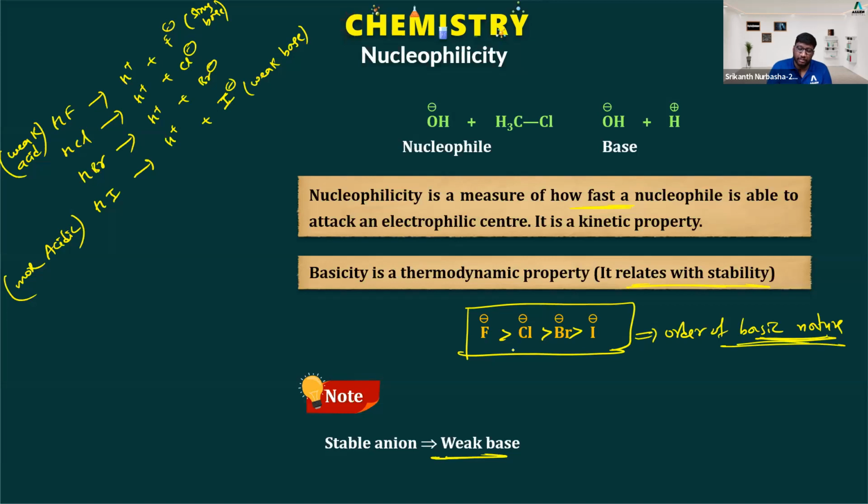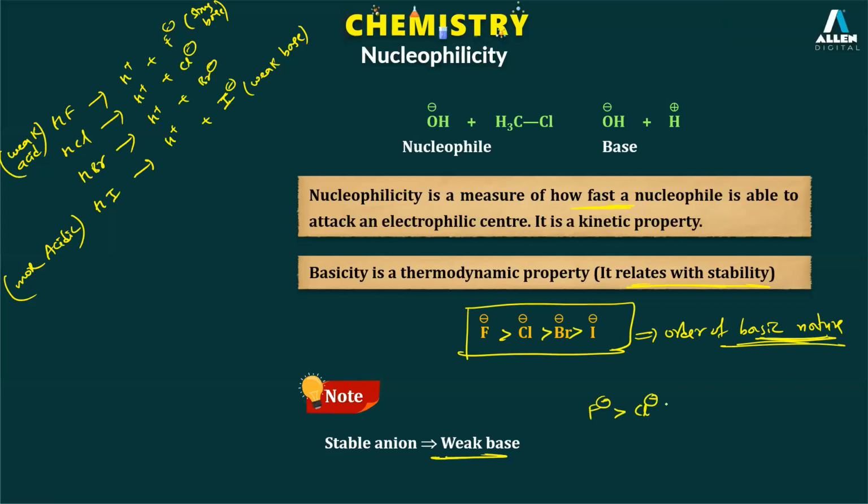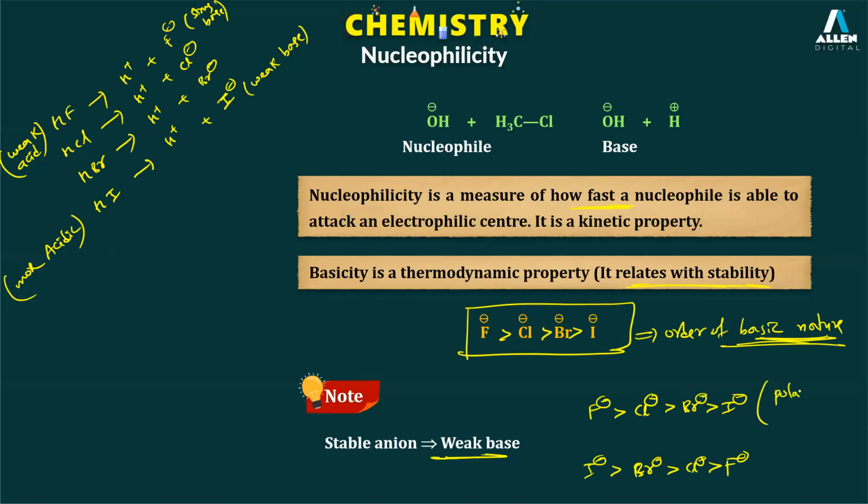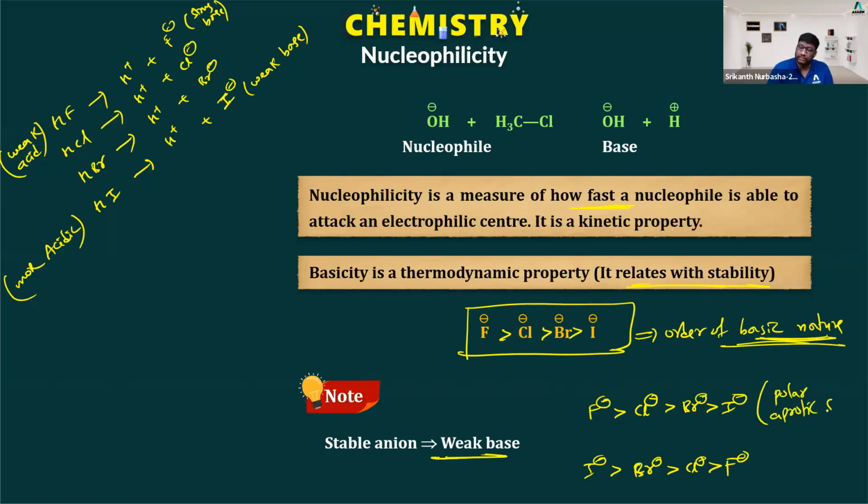This is the order of basicity: F minus, then Cl minus, then Br minus, then I minus. What is the order of nucleophilicity? That depends on the solvent. F minus greater than Cl minus, greater than Br minus, greater than I minus. I minus greater than Br minus, greater than Cl minus, greater than F minus. The first one is in polar aprotic solvent, whereas the second one is polar protic solvent.